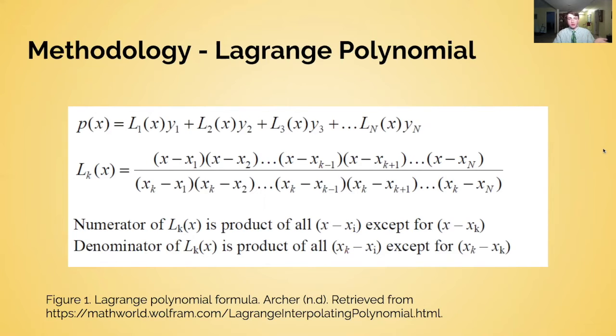So if we're looking at L sub k, which is just a sample L function, that would be equal to the numerator, which would be the product of all x minus x sub i's except for x minus x sub k. So x sub i would be from x sub 1, so the first data point, to whatever your maximum is. And then the denominator of L_k of x is the product of all the x sub k's minus x sub i's, except for x sub k minus x sub k, which would obviously be 0. And so once you take all those, if you add them all together, you end up with your Lagrange polynomial.